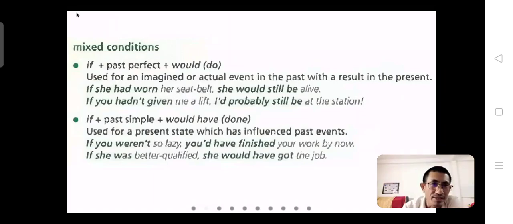Another mixed conditional. What is it? You use if plus past simple, plus would have done. You see? If with the second conditional and then the main clause with the third conditional. So it is used for a present state which has influenced a past event.